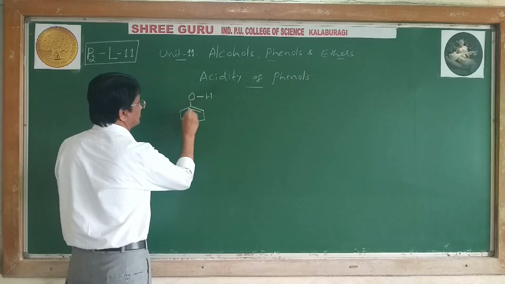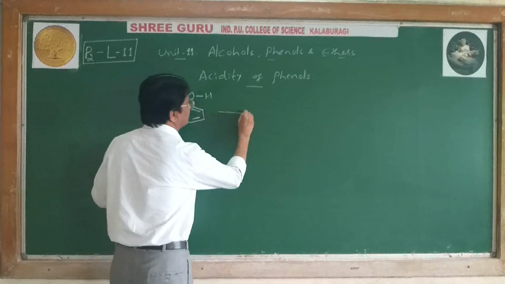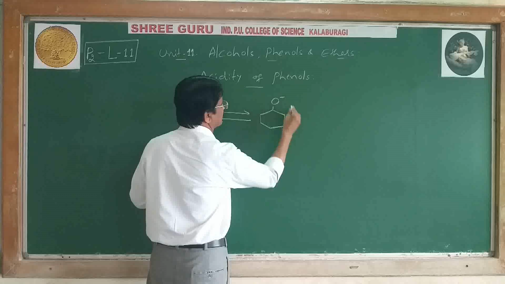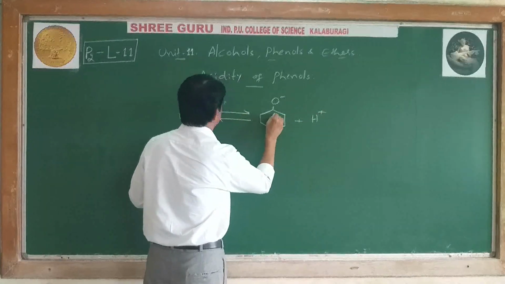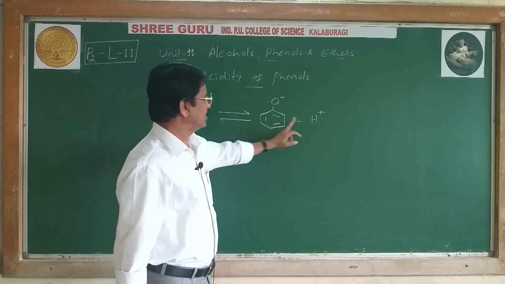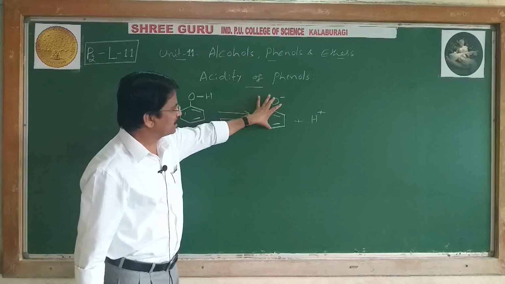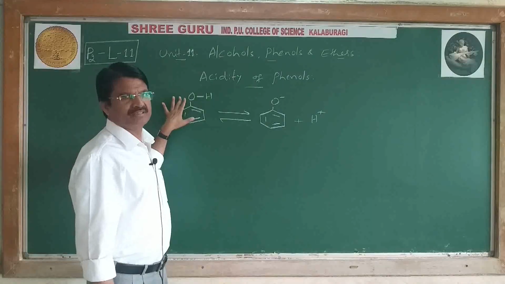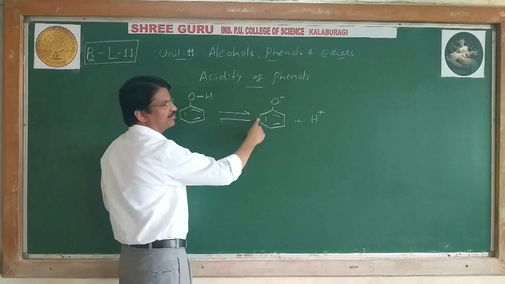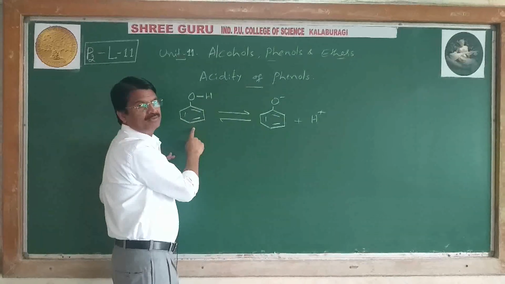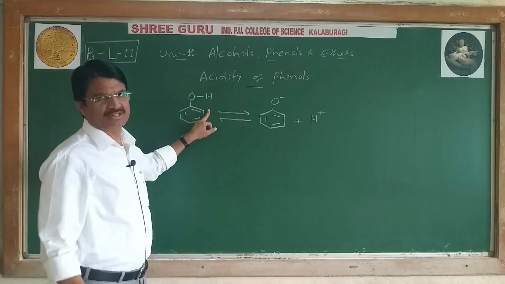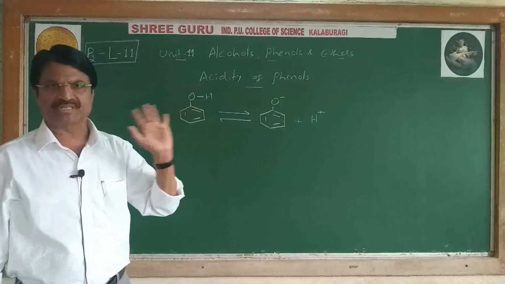undergoes ionization to form phenoxide ion and hydrogen ion. Phenol dissociates to give phenoxide ion and hydrogen ion. If stability of the product ion is more than the reactant, then the forward reaction is favored. Therefore, because of higher stability of phenoxide ion, phenol is said to be what? Acidic in nature. The main point regarding acidic nature of phenol is this one: stability of phenoxide ion.